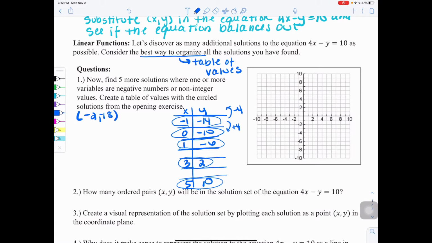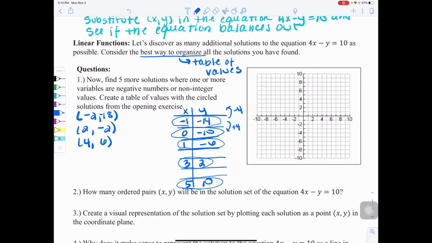Okay, now if I think about what's missing here in this gap, I probably could come up with 2. And then what would go in the middle here is we'd have to add 4, so we'd have a negative 2. And we can do the same thing between (3, 2) and (5, 10). We can do 4, and it would be 4 more, 6.